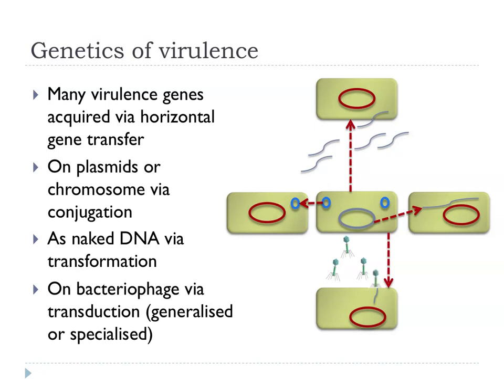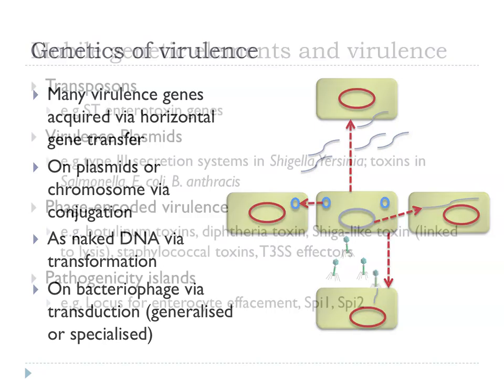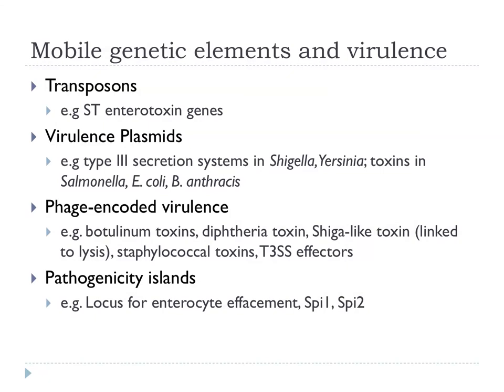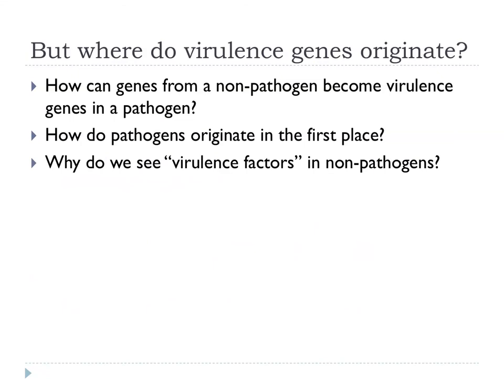But you have plasmids or chromosomes via conjugation, you have naked DNA via transformation, and you have, on a bacteriophage, transduction, either so-called generalized transduction, where the bacteriophage packages up bits of the whole chromosome and then injects them into another cell, or specialized, where it takes genes along for the ride which have a role in virulence. And this is just, again, to reinforce what we said yesterday. We have all these mobile genetic elements: transposons, virulence plasmids, phages, and pathogenicity islands. So that's a very quick whistle-stop tour just to reinforce some of the basics of genetics.